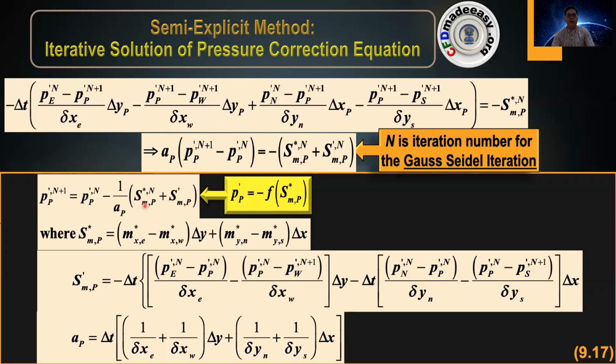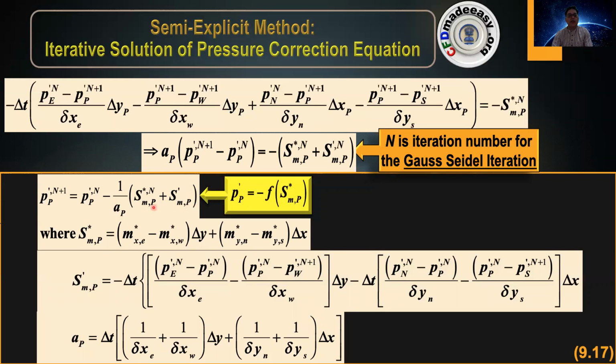Note that this S_MP prime consists of all the known values. Whenever you are solving for a point P in a Gauss-Seidel iteration, for west and south, you know the new iterative value. This is called the residual form of the pressure correction equation. So here I am presenting a residual form.